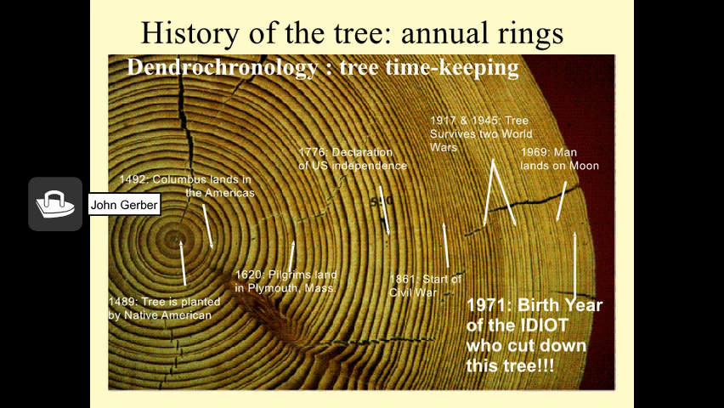Dendrochronology is the science of telling how old a tree is. You can count the rings in some trees relatively easily. They pull a core about pencil size out of the tree and count it. Notice there that this tree was planted by a Native American in 1489, and in 1971, this is the birth year of the idiot who cut down the tree.